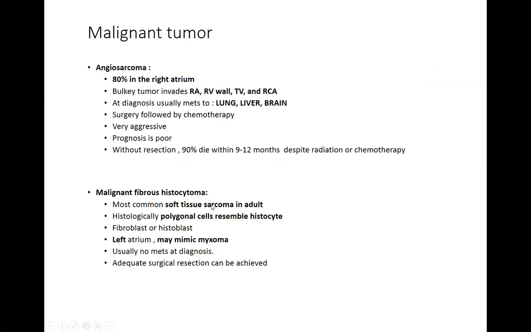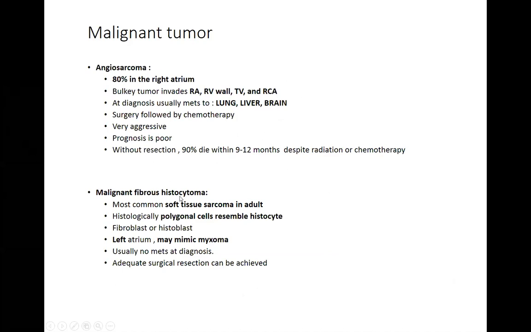So angiosarcoma, as we said before, is 80% in the right atrium. It's a bulky tumor, can go into the RA, RV, TV, and right coronary artery. Usually it metastasizes to the lungs, liver, and brain. Surgery followed by chemotherapy. Very aggressive, poor prognosis. Without resection, 90% die within 9 to 12 months, despite radiation or chemotherapy.